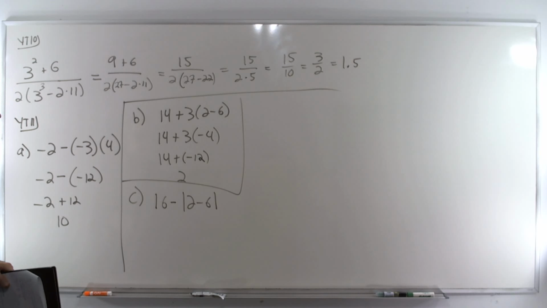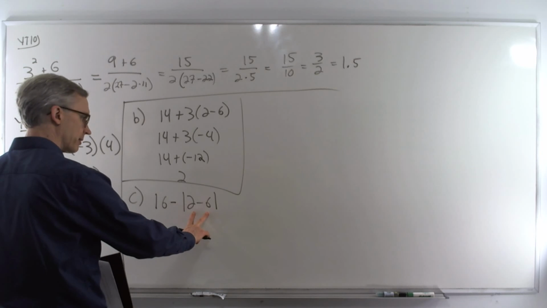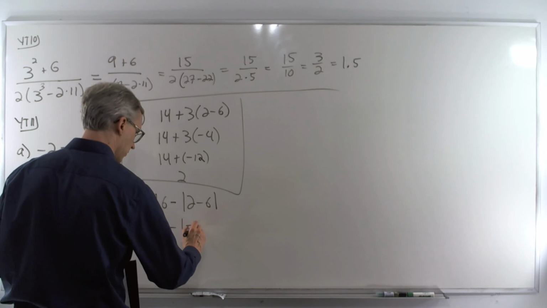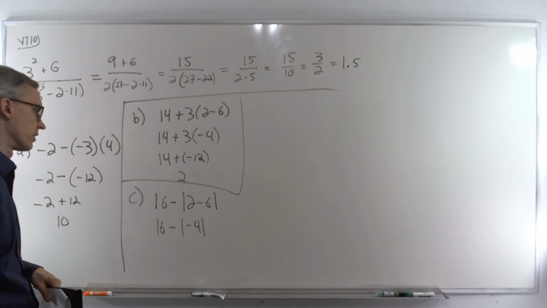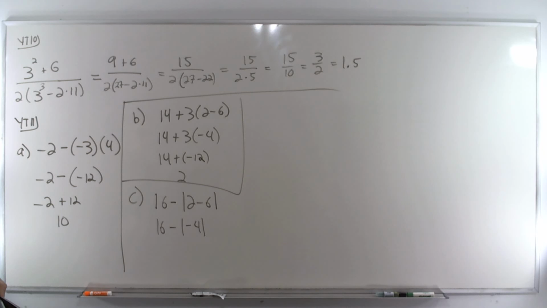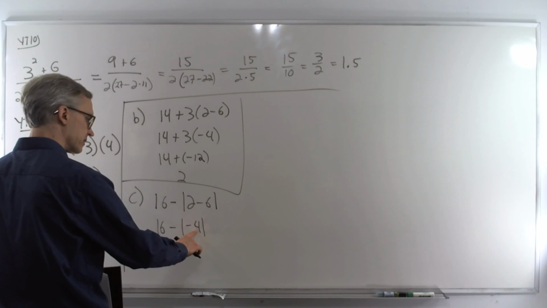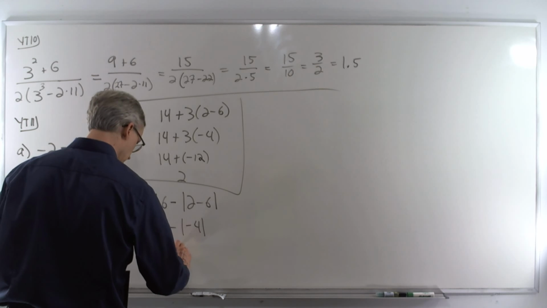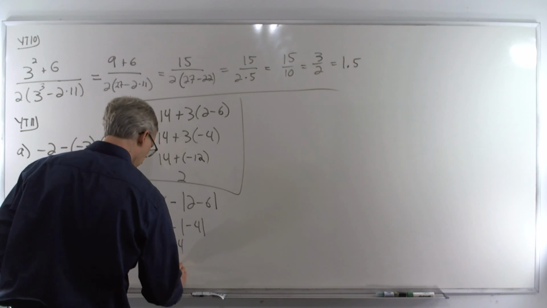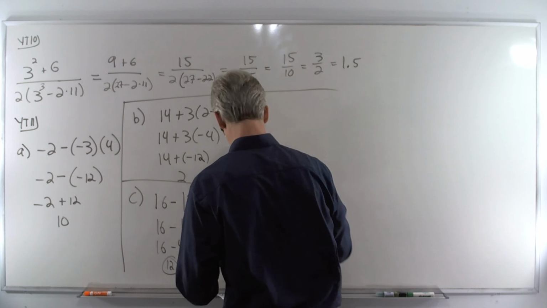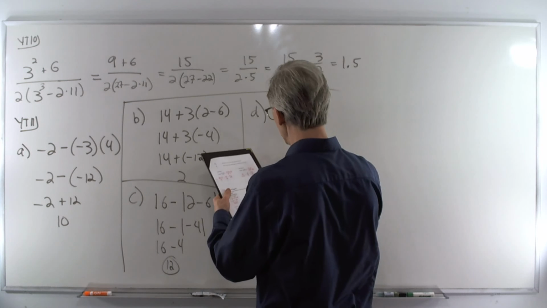C. We're going to start inside the grouping symbols, the absolute value bars. So that is negative 4. And then we'll evaluate the absolute value. So this turns it positive, so that'll turn into 4. 16 minus 4, and 12 for that one. D.